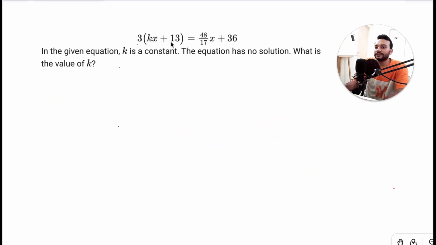3 times kx plus 13 is equal to 48x over 17 plus 36. In the given equation, k is a constant. The equation has no solution. What is the value of k?